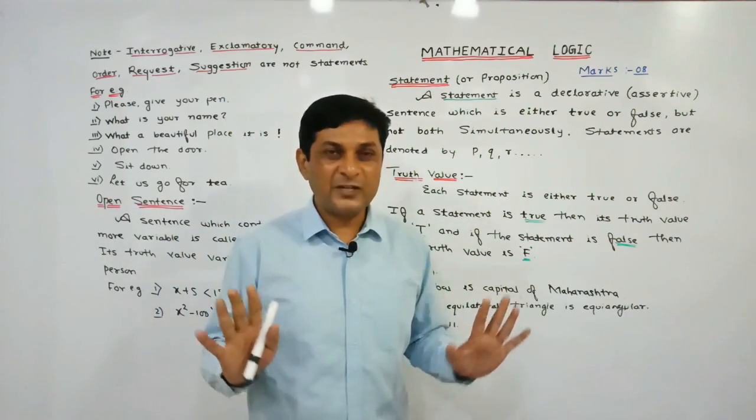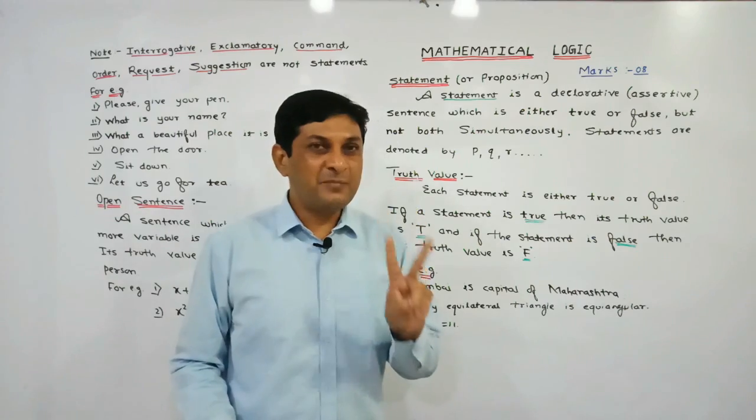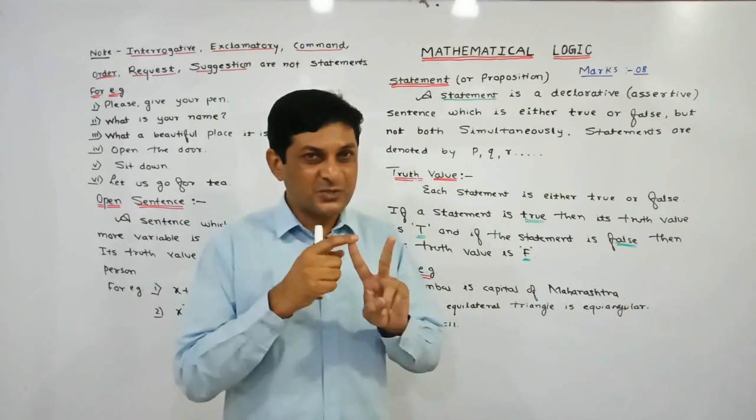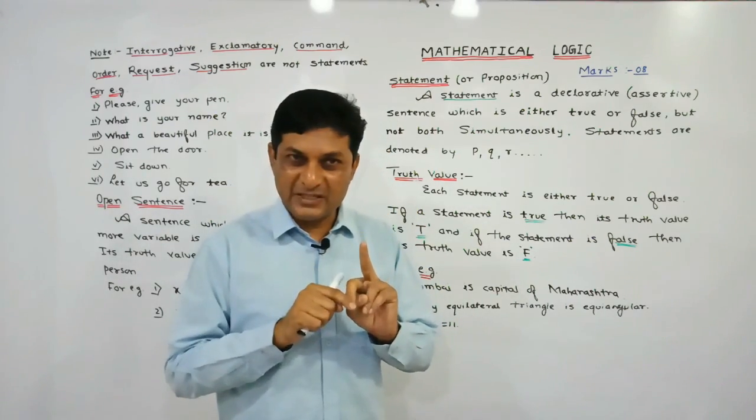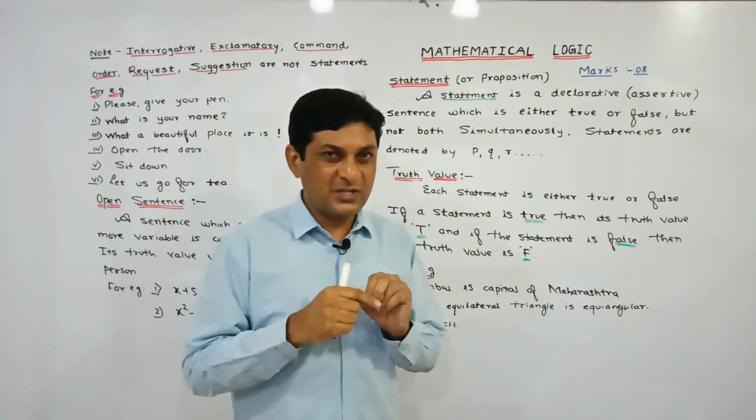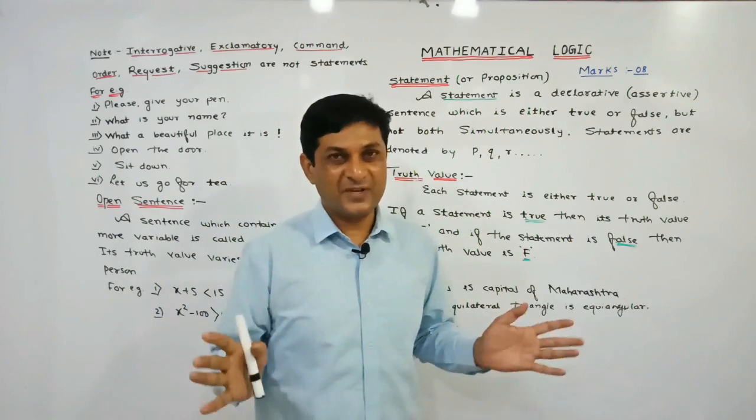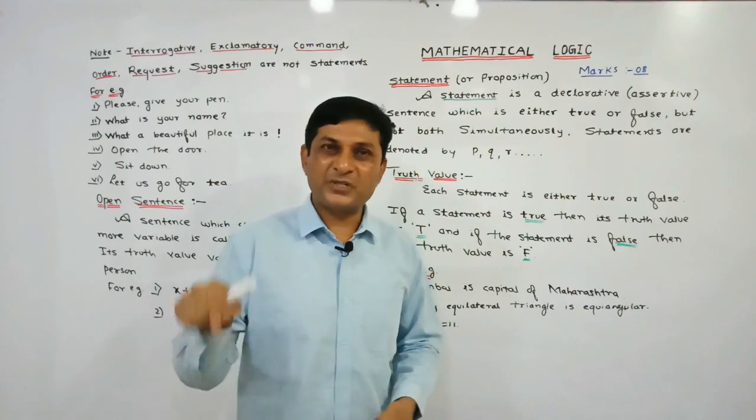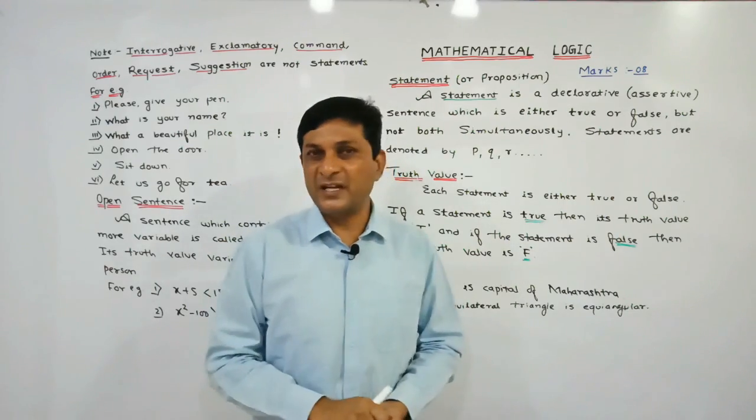Means in a statement, two possibilities are there. It may be true or it may be false. If it is true, then denote the truth value by capital T. If it is false, then denote the truth value by capital F. So hope the idea about definition of statement and its truth value is very clear to you.